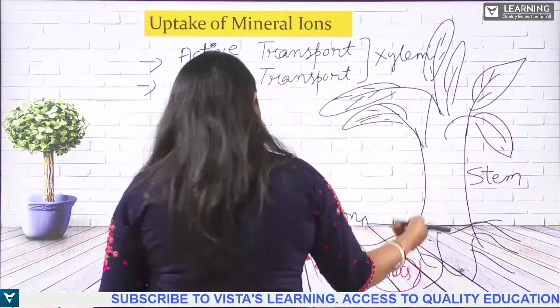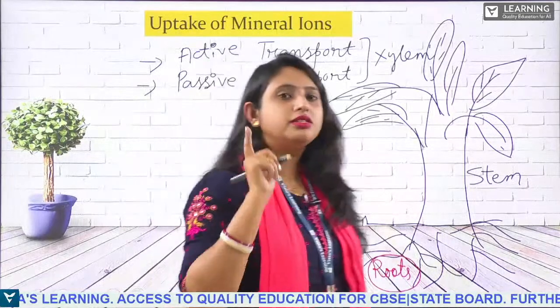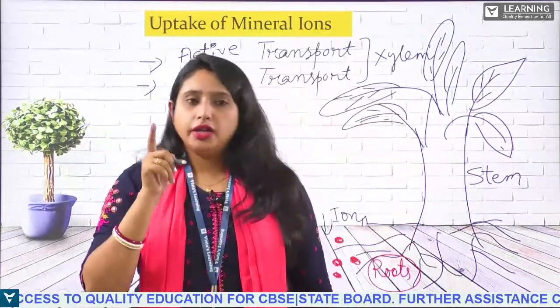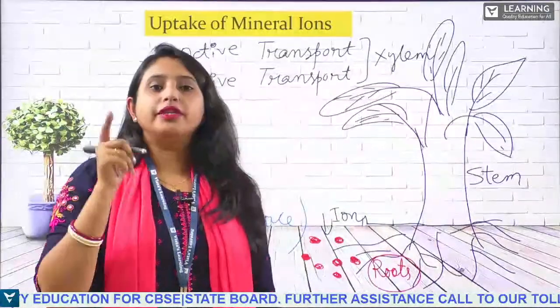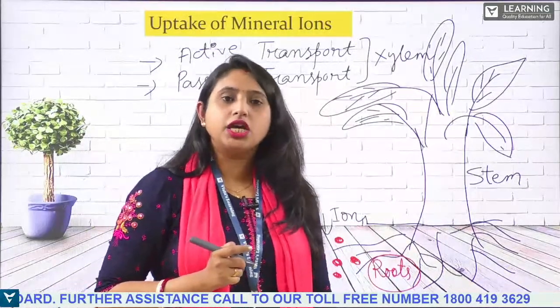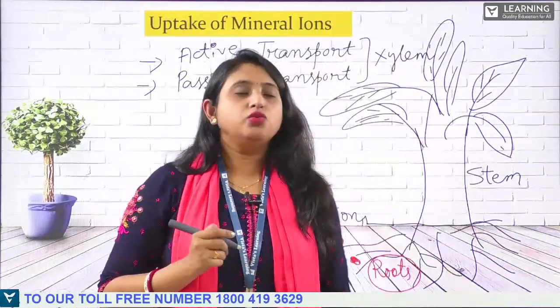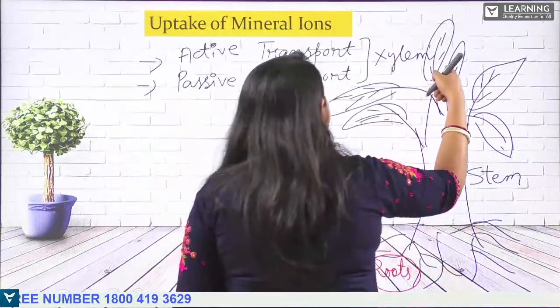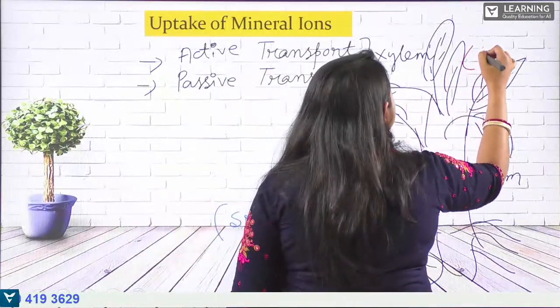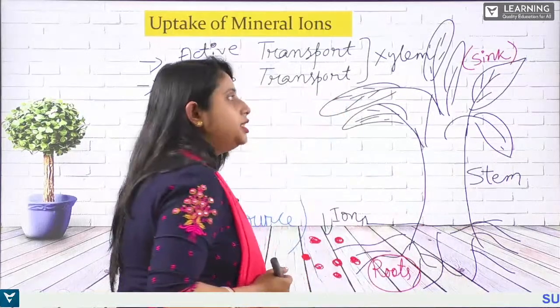All the minerals are required by the stem, by the flower, by the root, by the apical meristem, by the growing shoot tip. So this is known as what? This place where the minerals will be transported is known as the sink.